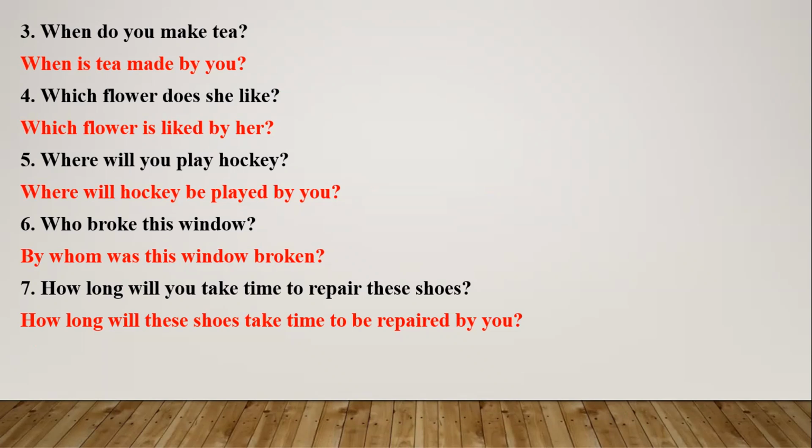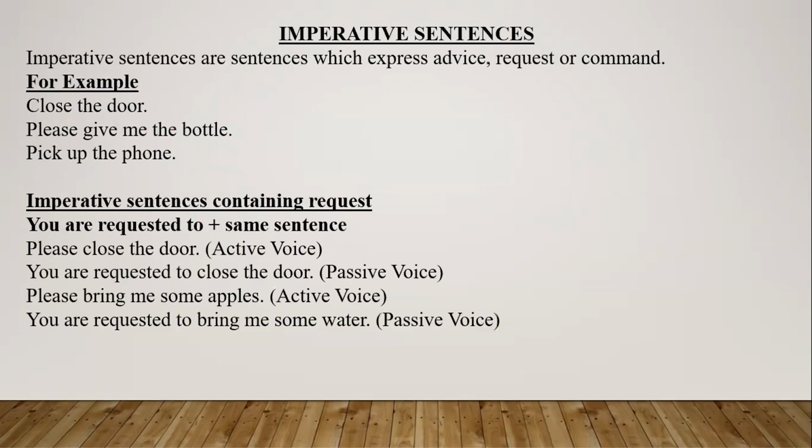Now, the last topic I'm going to discuss in passive voice is imperative sentences. Imperative sentences are sentences which express advice, request, or command. For example, close the door, please give me the bottle, pick up the phone. We'll discuss them one by one: advice, request, and command. First, imperative sentences containing requests. We are going to see this kind of sentence which consists of a request.